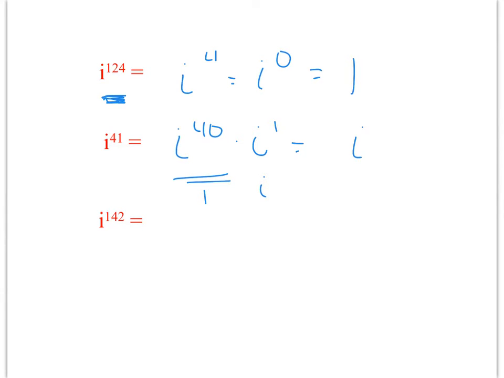And i to the 142. The biggest multiple of 4 that 142 has is 140, so we can think of this as i to the 140th power times i to the second. Well, i to the 140th power is just 1, times i to the second. i to the second is negative 1, so this answer is negative 1.